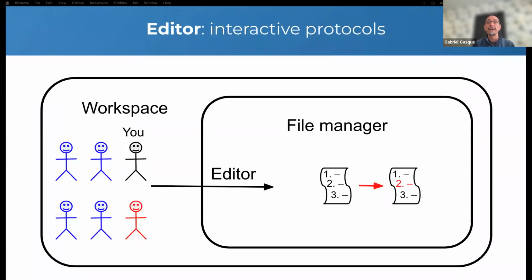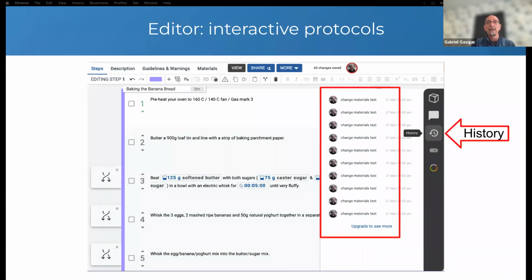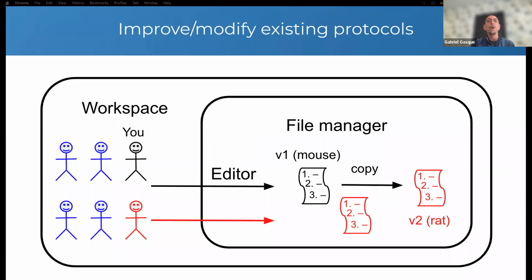The members of the workspace can also make changes to the protocols. And as I mentioned previously, there's a detailed log of all implemented changes to the protocols. The members can also create their own protocols or make a copy of an existing protocol and modify it according to their needs. For example, the original protocol could have been created to work in mouse and a new version modified to work in rat.